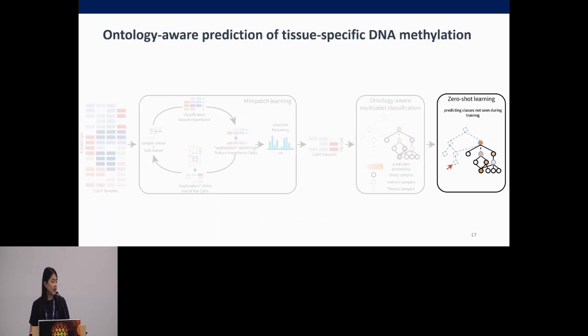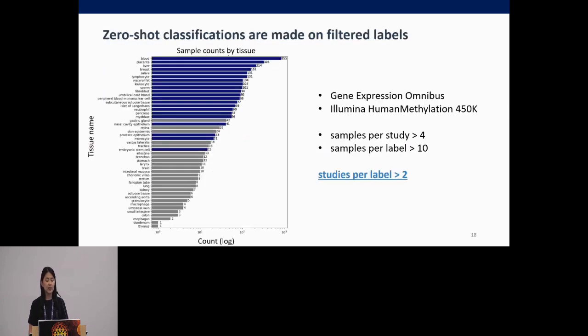And with that said, we also want to see if this performance carries over to those that were unseen during training, which was our motivation. And so we perform zero-shot learning with this classifier. Zero-shot learning classifications are made on those that were colored gray in the beginning, when they were filtered out due to not having enough samples or not having enough studies. So these labels are not part of the predictable labels that we trained on.